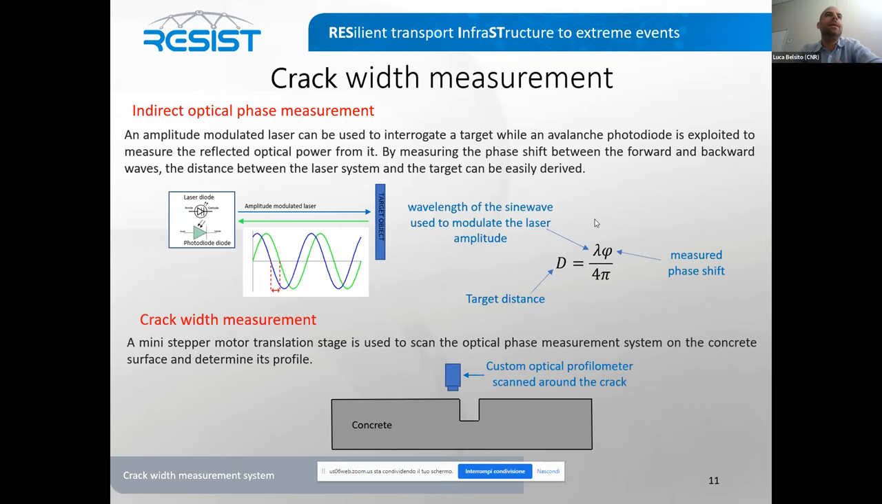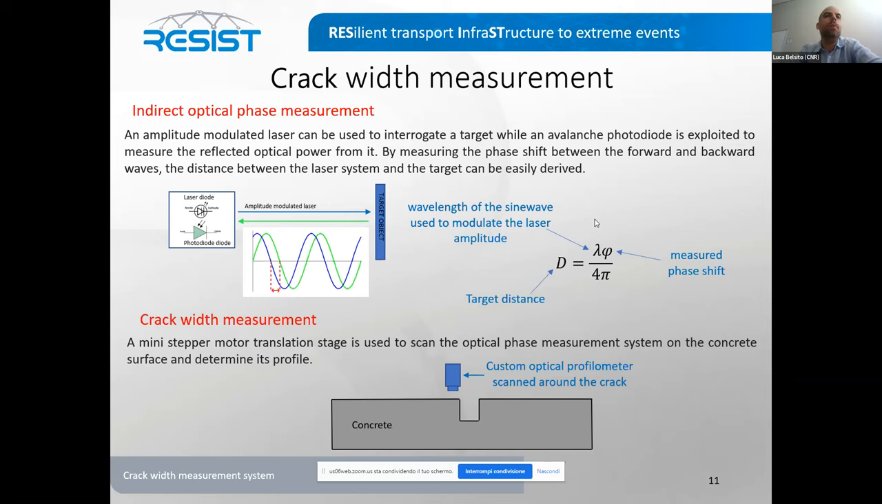Basically, as in the LIDAR system, we use a modulated laser source. This is used to interrogate a target. And we measure the optical power reflected from the target by using an avalanche photodiode. By measuring the difference in phase between the emission and detection, we can determine the distance of the target, because the distance is related to the phase difference and the wavelengths used to modulate the laser.